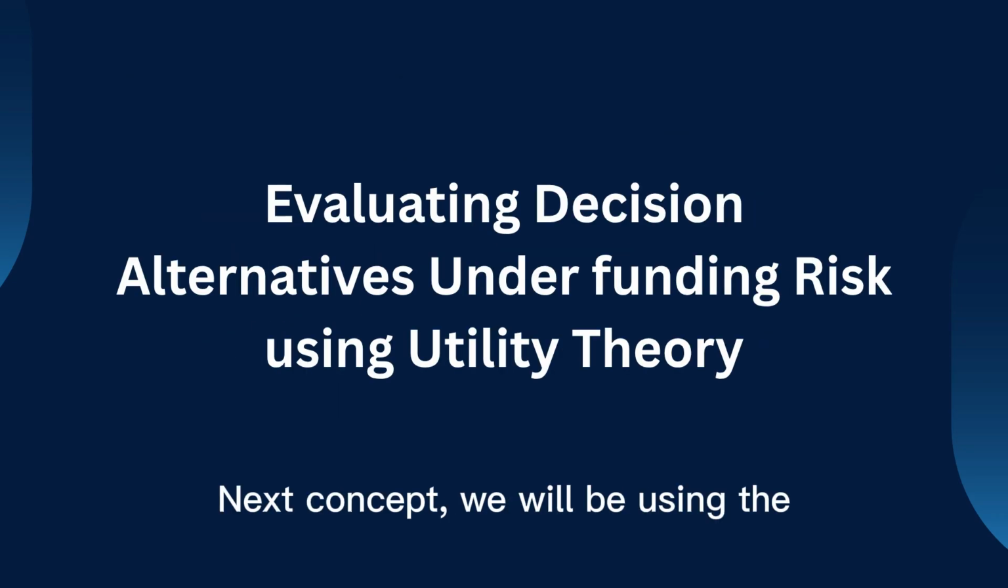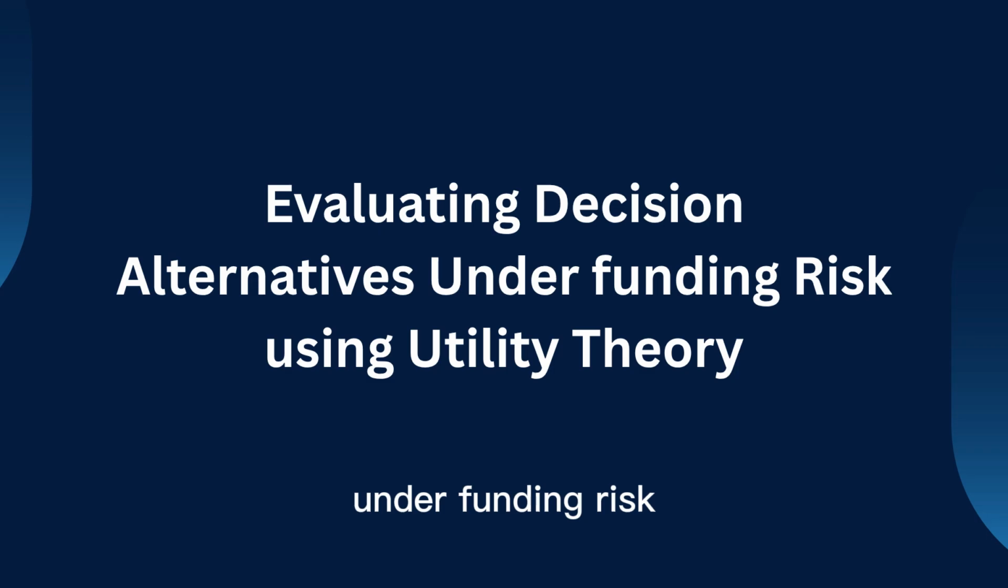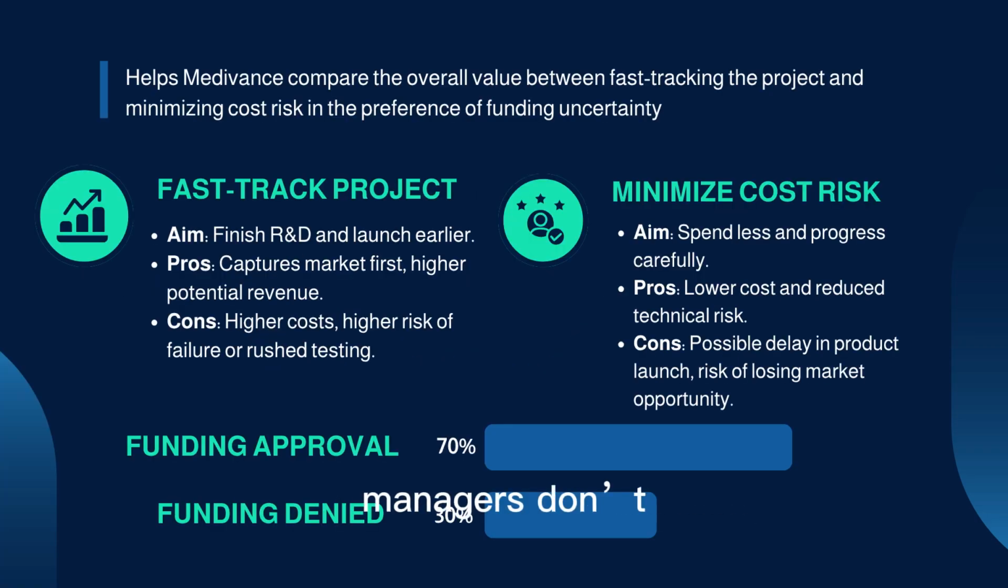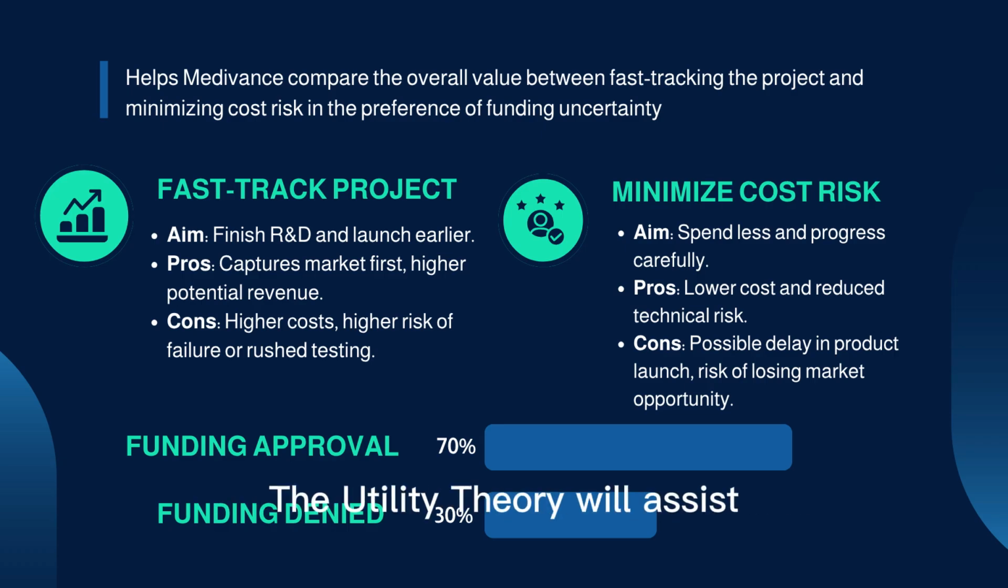Next concept, we will be using utility theory to evaluate the decision alternatives under funding risk. Under conditions of uncertainty, managers don't only think about profits, they also think about risk and satisfaction. That's what utility theory measures. Utility theory will assist Medivance's management in evaluating decision alternatives, such as fast-tracking the project or minimizing cost risk. Fast-tracking aims to increase speed, but incurs higher costs and investments. Conversely, a slower approach minimizes costs and risk while ensuring safety through careful progress.